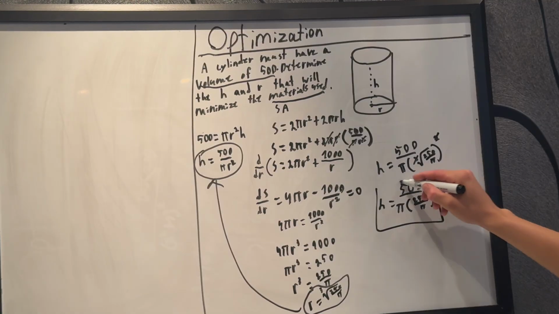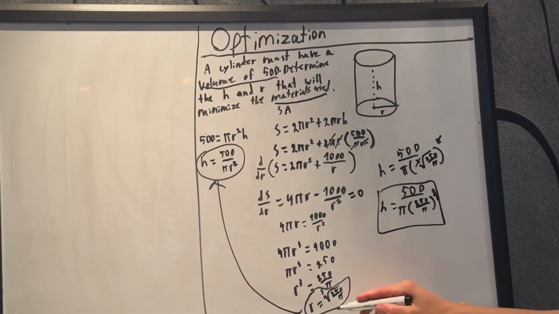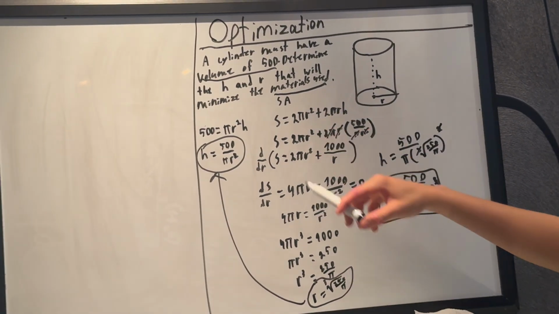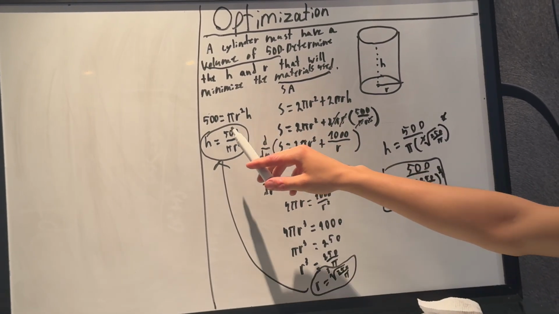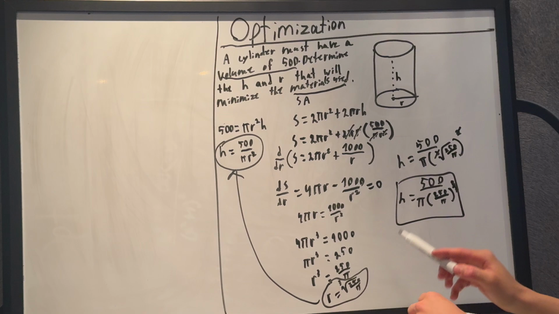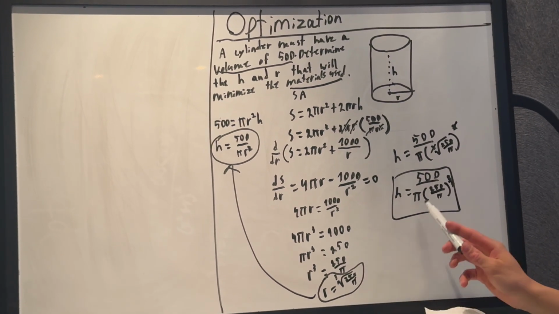And yeah, so this will be our height, and this will be our radius. If we plug this back into the volume equation, we're going to achieve the volume of 500, and this will result in the minimum number of materials being used.